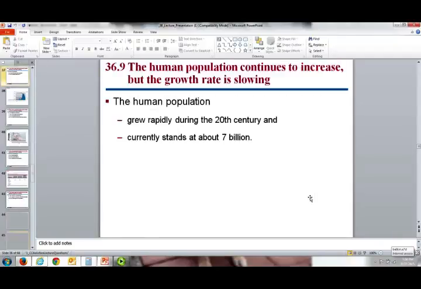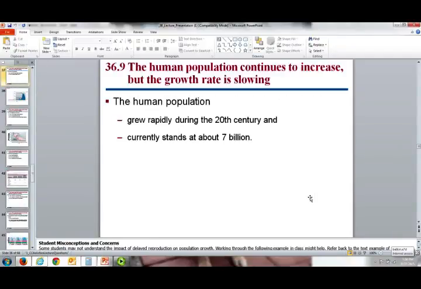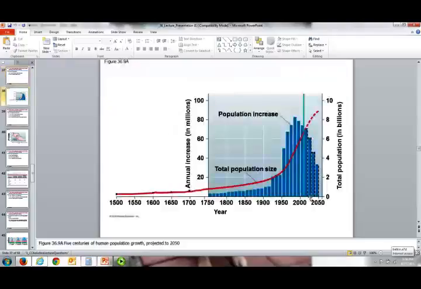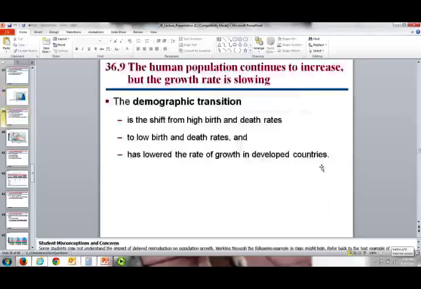So when we look at the human population, it grew rapidly during the 20th century, and currently it stands at about 7 billion. And growth of the human population is not equal in all parts of the world. So this is showing the human population overall on the entire planet. And then this is the projected here that it's actually going to decrease a little bit. So our rate of increase is slowing, or the rate of growth is slowing.